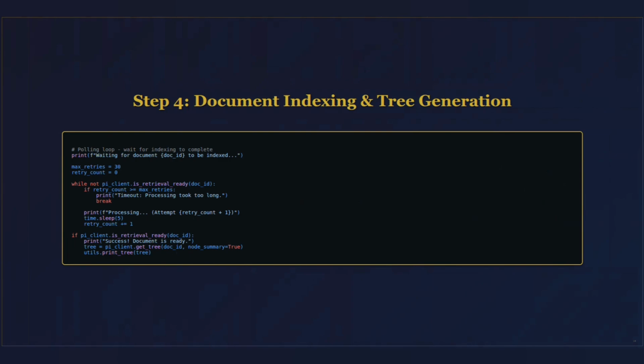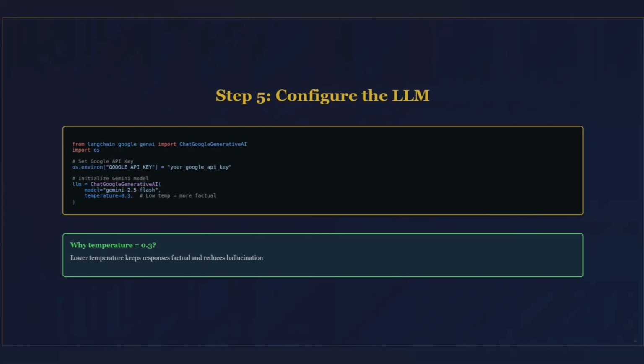It's incredibly informative. While PageIndex handles retrieval, we need an LLM for answer generation. Here, I'm using Google's Gemini 2.5 Flash model through LangChain. Notice the temperature is set to 0.3. This keeps responses factual and reduces hallucination.